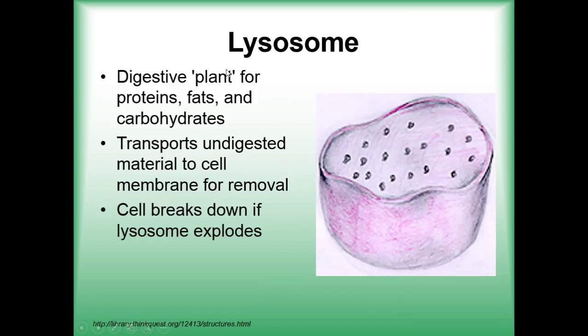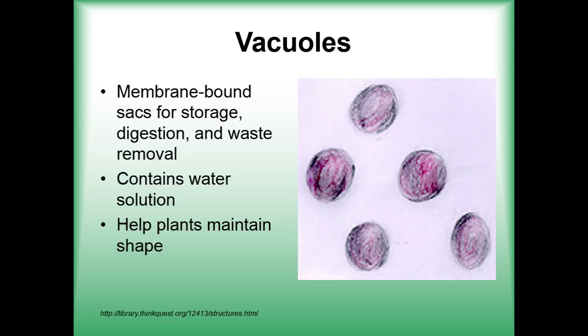A lysosome is for digestion, so think of it as your waste or your trash can. So this is a digestive plant. It breaks down lots of different worn out parts in a cell, or if a foreign bacteria enters in, it contains these enzymes that are able to break those things down. Vacuoles are for storage, mostly of course of water and waste products, and it's also important because it helps maintain plant shape.